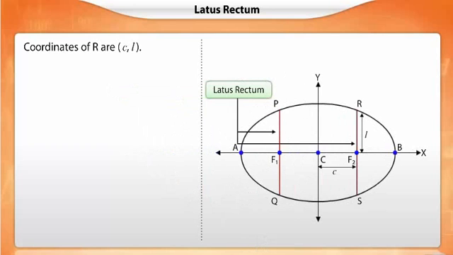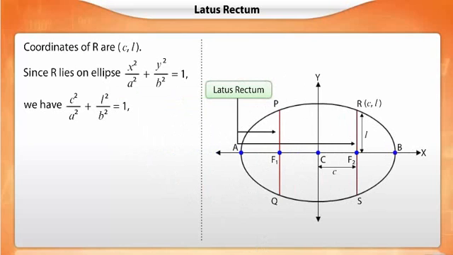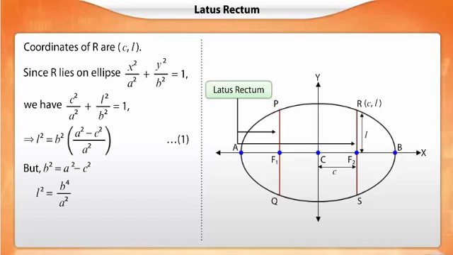Then, the coordinates of R are (c, l). Now, as R lies on the ellipse, its coordinates should satisfy the standard equation of ellipse. Thus, by substituting (c, l) in the equation, we get l square equal to b square multiplied by the ratio of a square minus c square and a square. Call this equation 1. But we have b square equal to a square minus c square. Substituting this value in equation 1, we get the value of l as b square upon a.